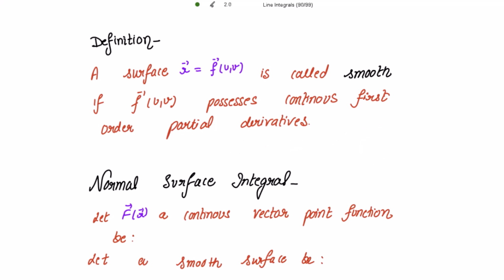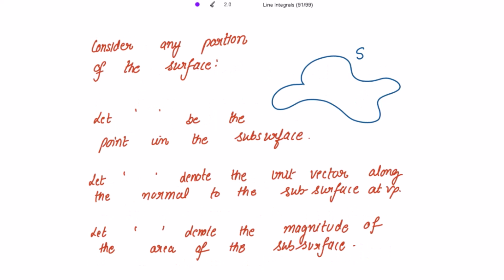So if this f vector which is depending upon this R vector be a continuous vector point function, and let the smooth surface be R vector that is equal to small f vector which is depending upon u and v. Let's consider this surface S which can be closed or not. So consider any portion of the surface be S, and to distinguish between the two sides of the surface, I'm taking this side of the surface to be as S.